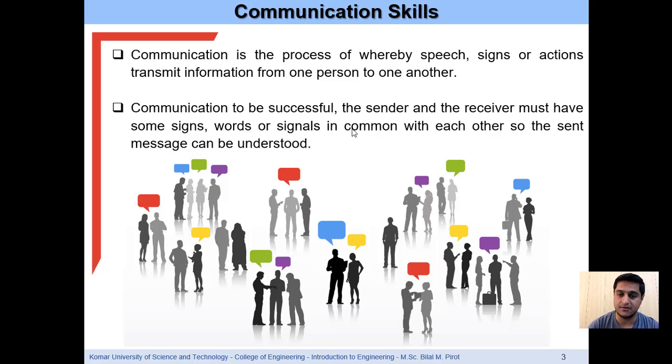They should find some signals to speak with each other. The sender of the message should have some signals to tell the information, and also the receiver must show some signals that the sent message is received well. So in all cases, there are some signals and some words in common that the sender and the receiver will communicate by using.